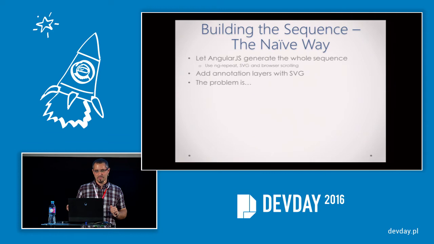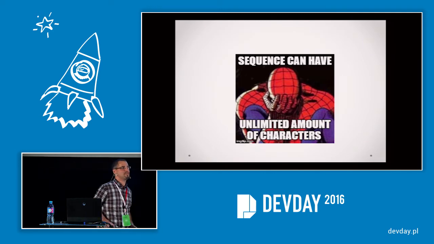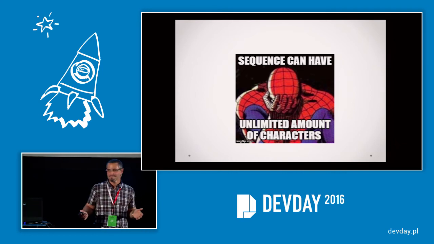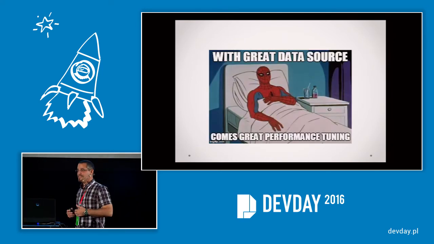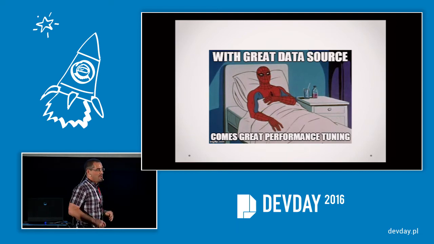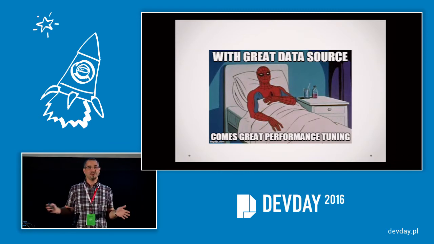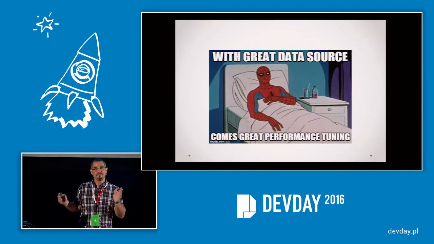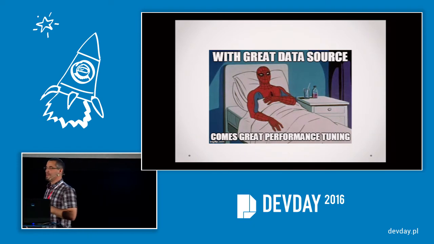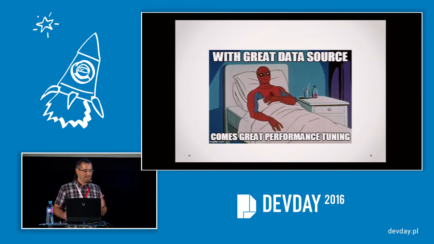So there is a problem here. Sequences can have an unlimited number of characters. What's the problem? With great data source comes great performance tuning, or great responsibility, okay? So yes, it can't work, because if you have 100 characters in a DNA sequence, it will work, but if you have 10,000 characters, it won't work and your application will be very sluggish and slow.